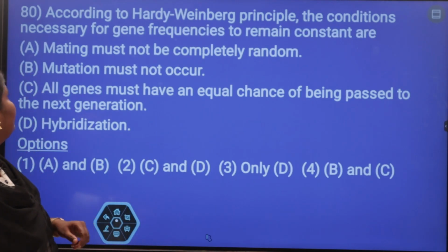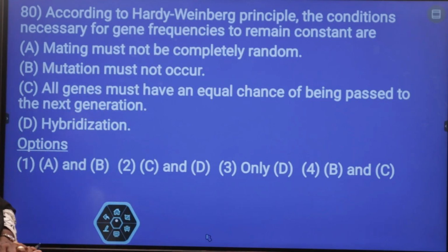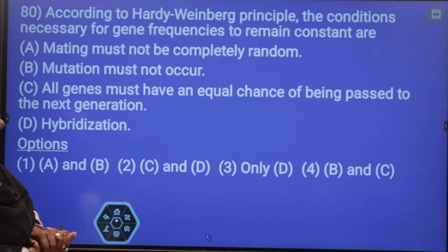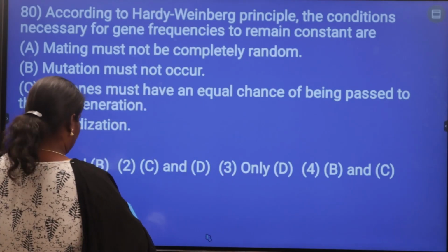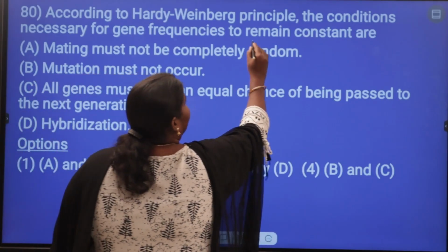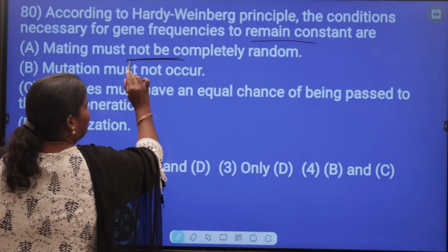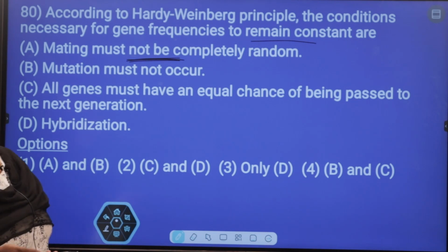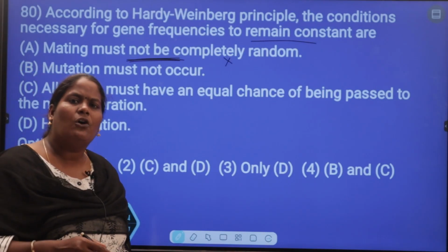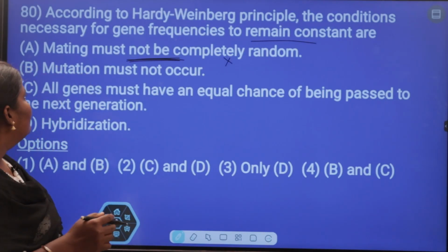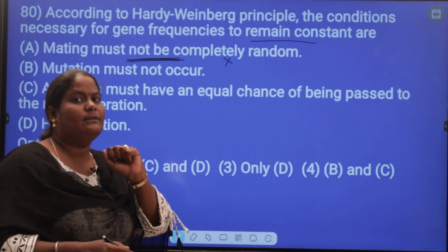Next one, 80th question. According to Hardy-Weinberg law, it's an evolution chapter from the 12th. Hardy-Weinberg principles: the conditions necessary for the gene frequencies to remain constant. It's a key for us. Mostly students prefer this answer, but just look at this option. Mating must not be completely random is a wrong statement. Mating, the copulation, the fertilization between the organisms is supposed to be completely random. So that statement is wrong. Otherwise they never maintain the Hardy-Weinberg law as a constant one.